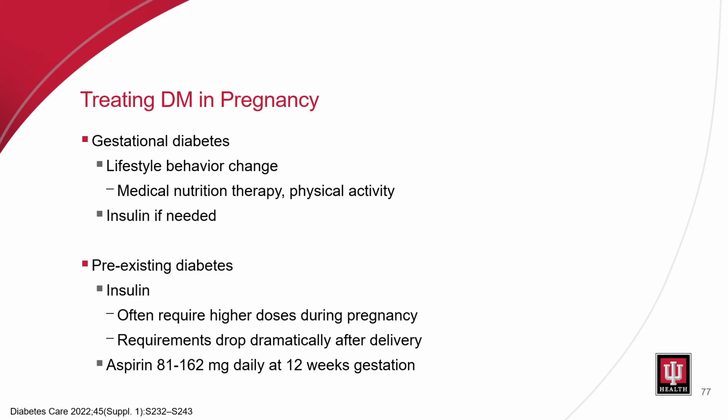Gestational diabetes is a phenomenon that happens during pregnancy. We know that children of mothers with untreated gestational diabetes are more likely to have impaired glucose tolerance in childhood. So it is important to identify these patients and work with them in order to treat their gestational diabetes. The first line treatment for these patients is lifestyle behavior change, and often this alone will allow patients to be treated.